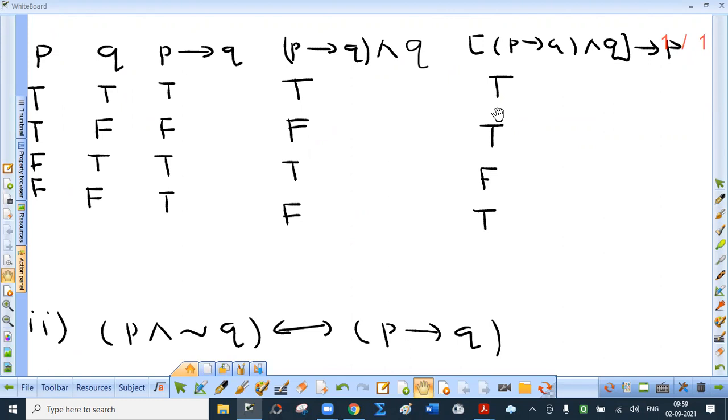Is that clear? Now the last part is the tautology is usually represented by capital T and contradiction, that is fallacy, is represented by F. So that's it for today.